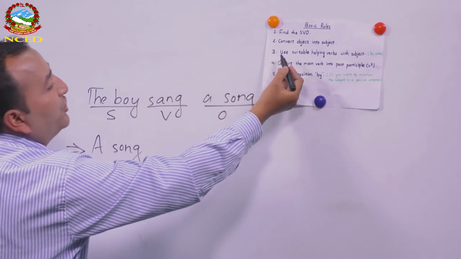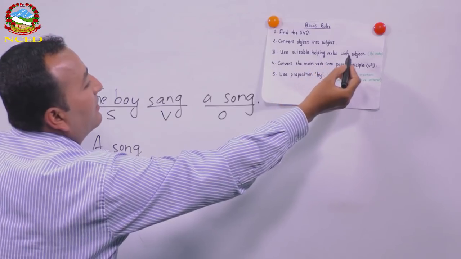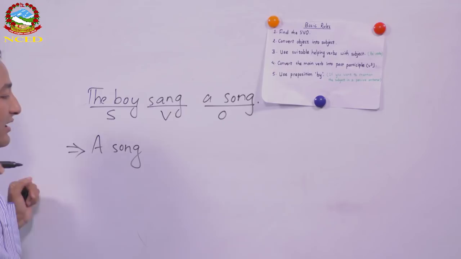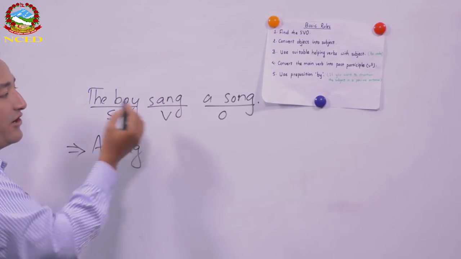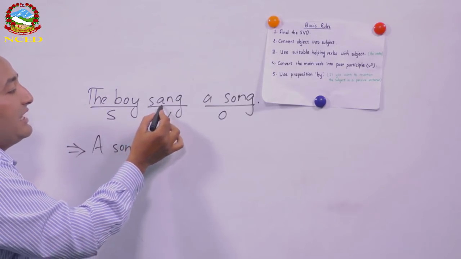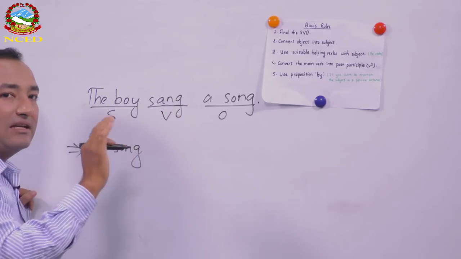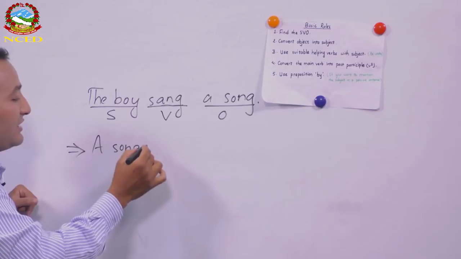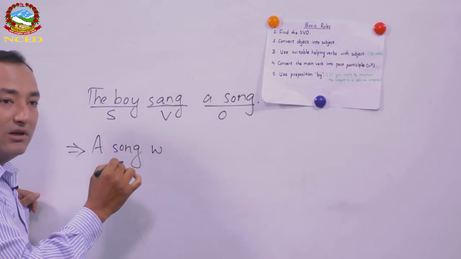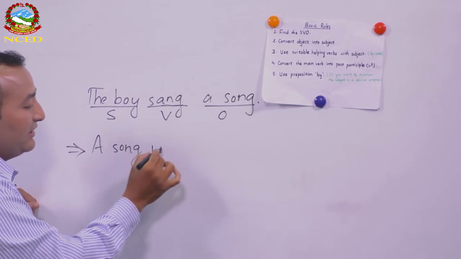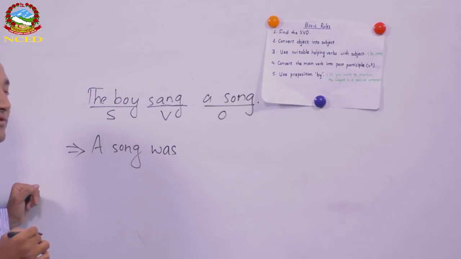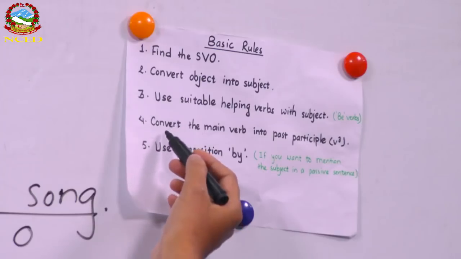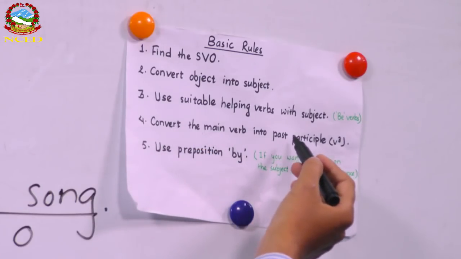Then use suitable helping verbs with the subject. This means be verbs. We must use one be verb here according to the tense, according to the verb. Sang is in past tense. Sing, sang. Sang is in past tense, the second form of the verb. So for past tense we use was or were, and a song is a singular subject. With this we use was. A song was.